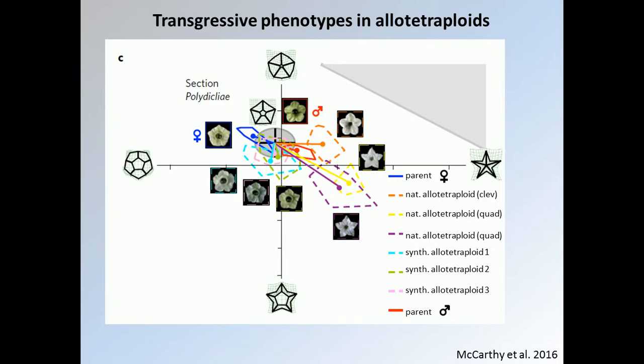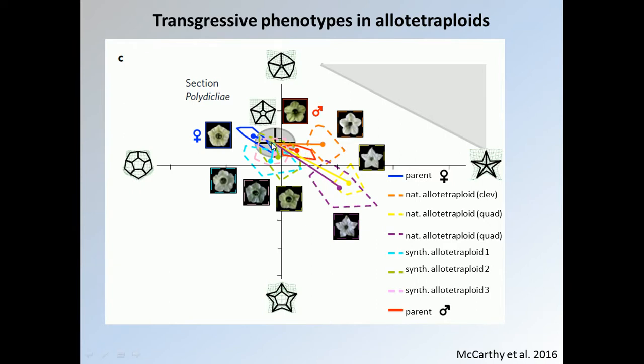Then what these authors did was compare the floral morphology, so the morphology of the flower, in the parents versus the allotetraploids originating from these parents, both natural and synthetic. So how does it work? According to the shape, you basically have coordinates of the species, and you have one of the parental species in blue and the other in red here.